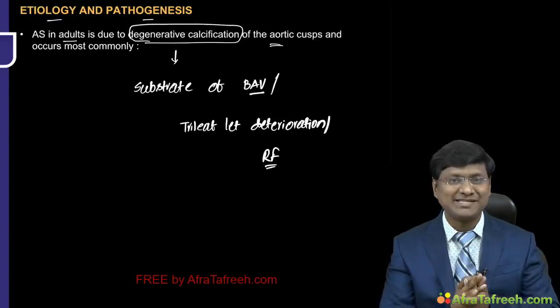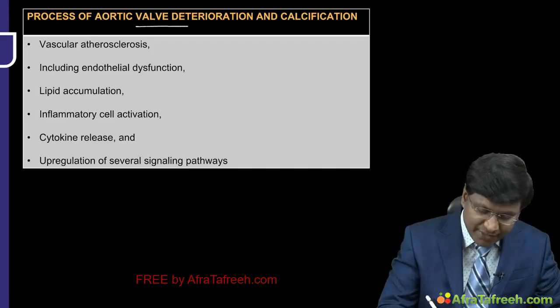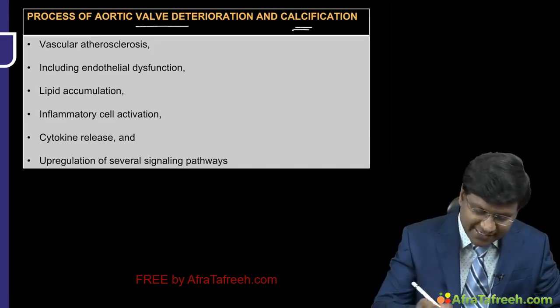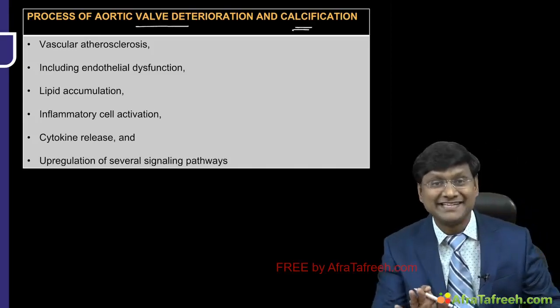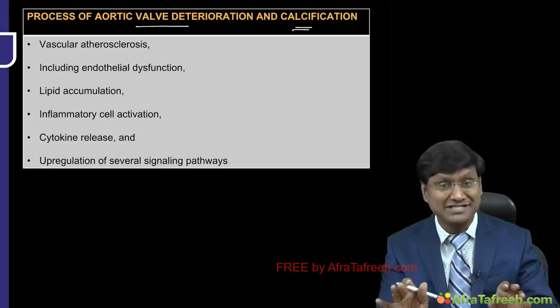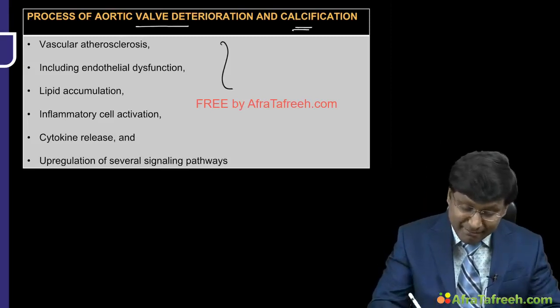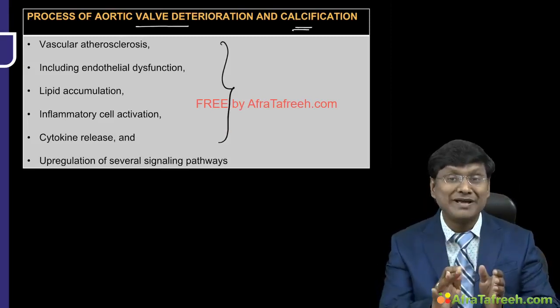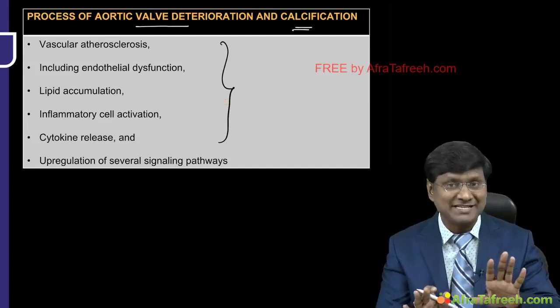What is the pathogenesis in these patients? The process of aortic valve deterioration and as well as calcification occurs not only as a passive process, but rather it shares many features. What are those many features which are responsible for aortic stenosis? It is not just passive.